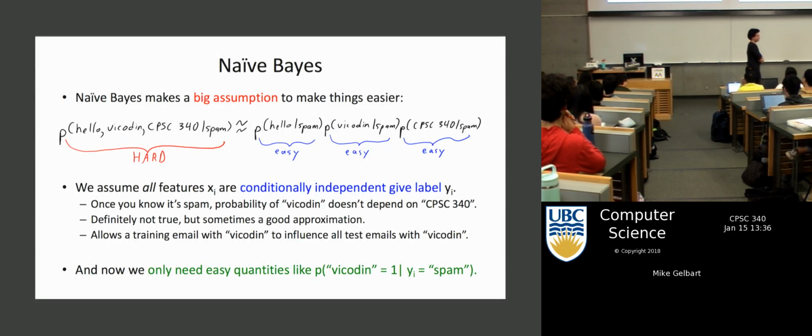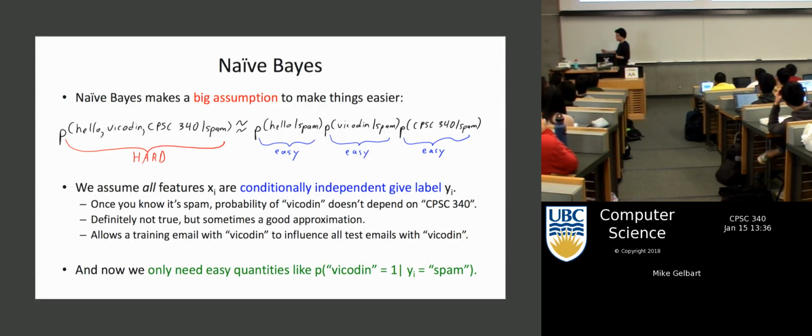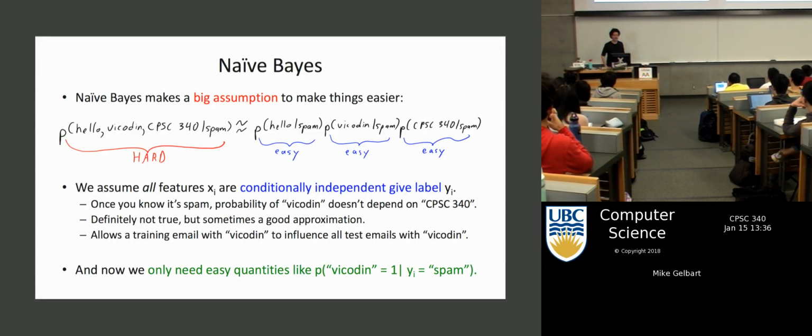It's saying we can approximate the probability of seeing this word and this word and this word as the product of the probabilities, which you normally cannot do unless things are independent. And to make it a bit more formal, the assumption we're making is a conditional independence assumption, because we're conditioning on the email being spam.